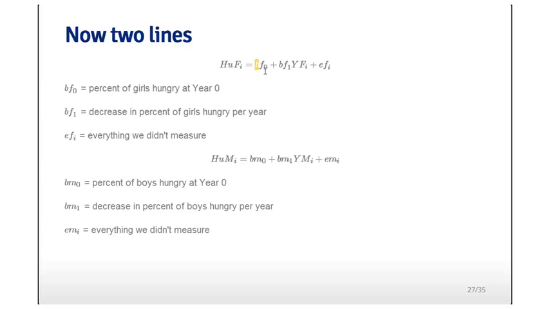So beta F0 is the intercept for this model, which is just for girls. Beta F1 is the slope for girls. And then we're lumping everything we didn't measure into an error term there. And then we could have the same model for males. I know it's slightly confusing notation, but HU is for hungry, M for male. B0 is always intercept, B something 1 is always slope, Y something is always year, and E something is always epsilon. So what we're saying now is we could try to have these two models, one line for girls and one line for boys.